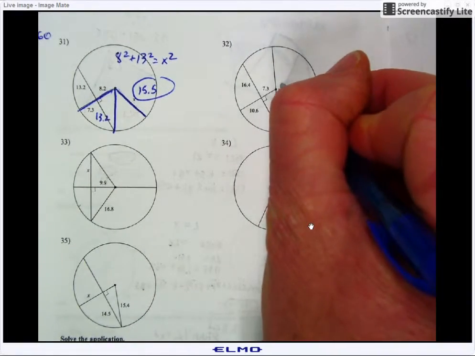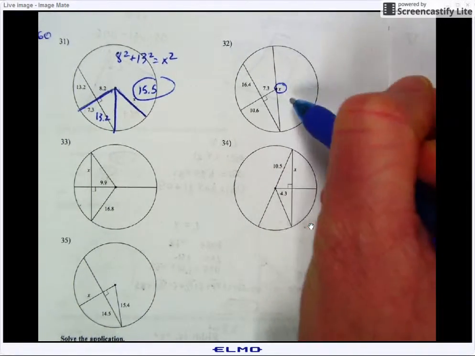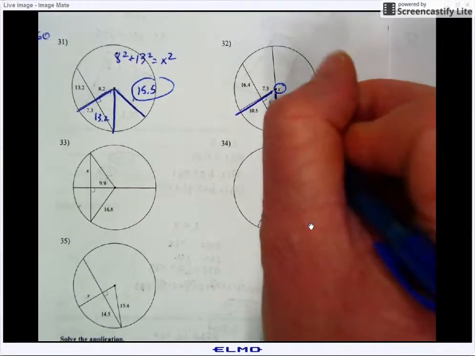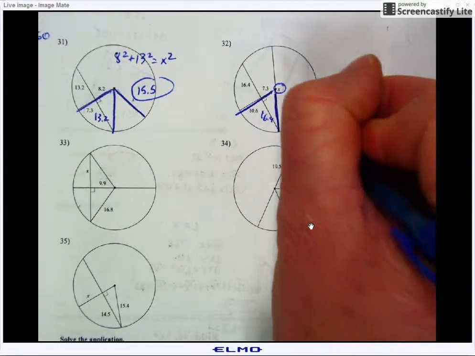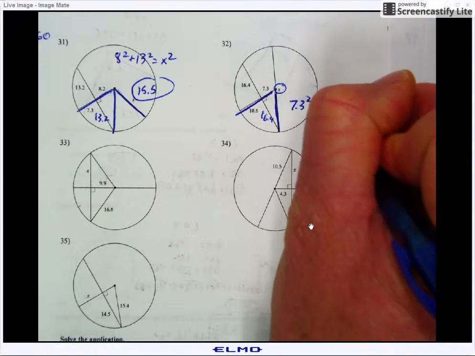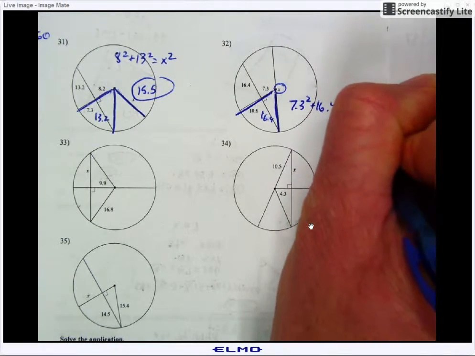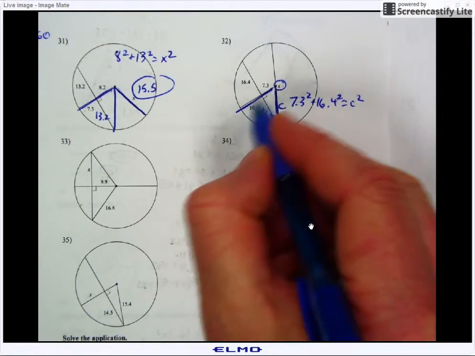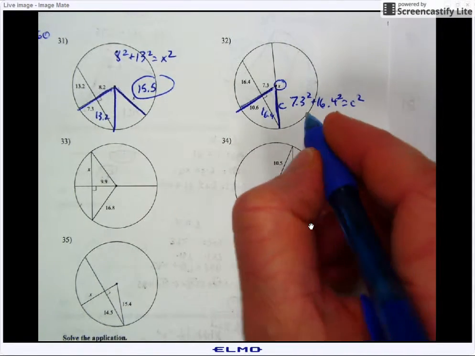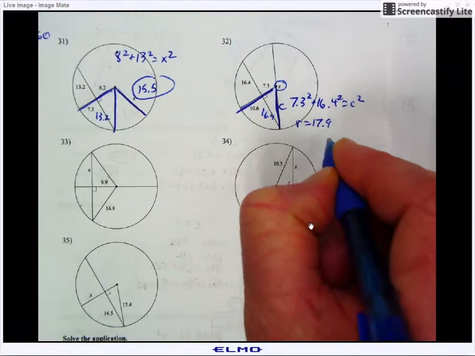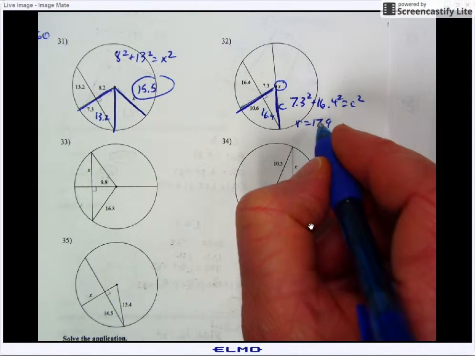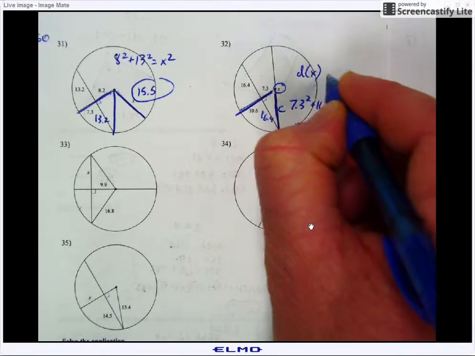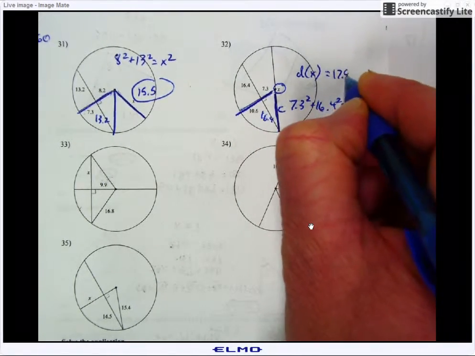They're asking me to find the diameter. So I'm still going to trace the radius because if I know the radius, I can find the diameter. Now I can use Pythagorean theorem, 7.3 squared plus 16.4 squared. That equals the radius squared. Or I notice that I have 7.3 plus 10.6. So the radius is 17.9, which means the diameter is twice that. So the diameter, which is x, is 17.9.